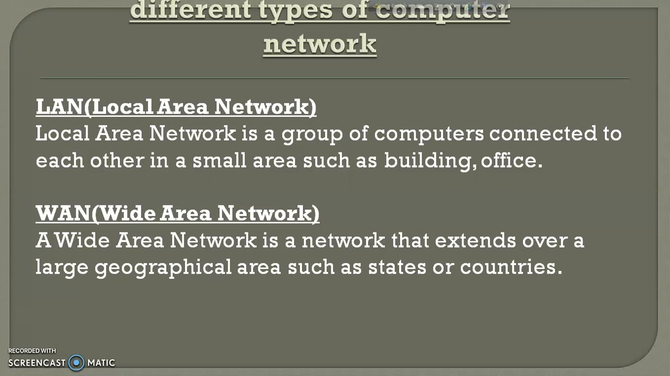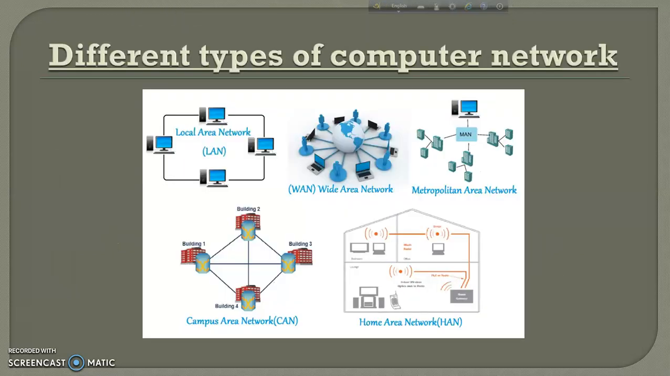Different types of computer network. LAN, local area network. A local area network is a group of computers connected to each other in a small area such as a building or office. WAN, wide area network. A wide area network is a network that extends over a large geographical area such as states or countries. Different types of computer network symbols.